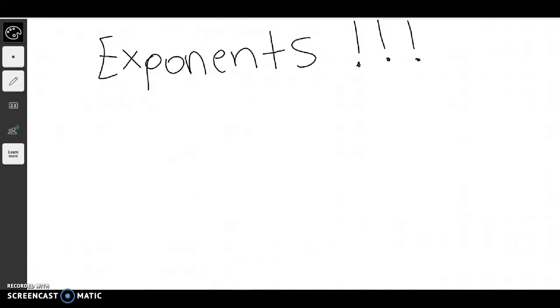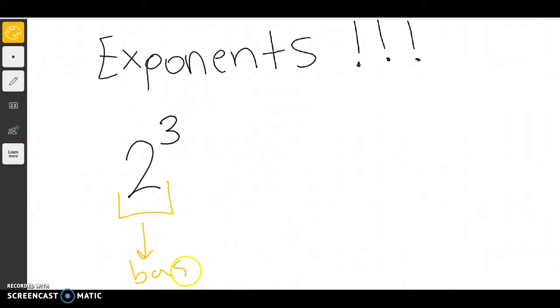Okay, so today we're going to talk about exponents. And here's a classic example of an exponent. Let's say we take 2 to the third power. Now, there's a couple terminologies that you'll want to know. This is going to be called the base of the exponent. And this is going to be called its power.